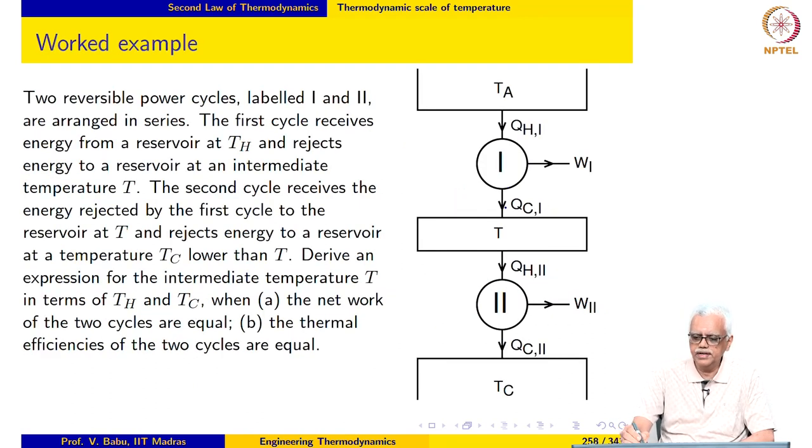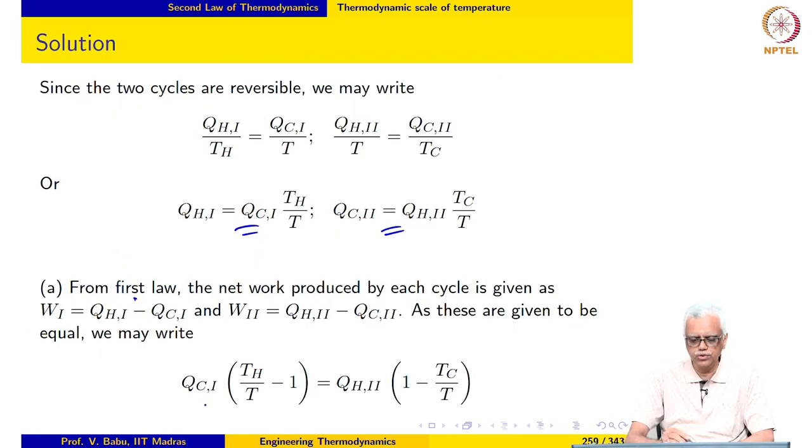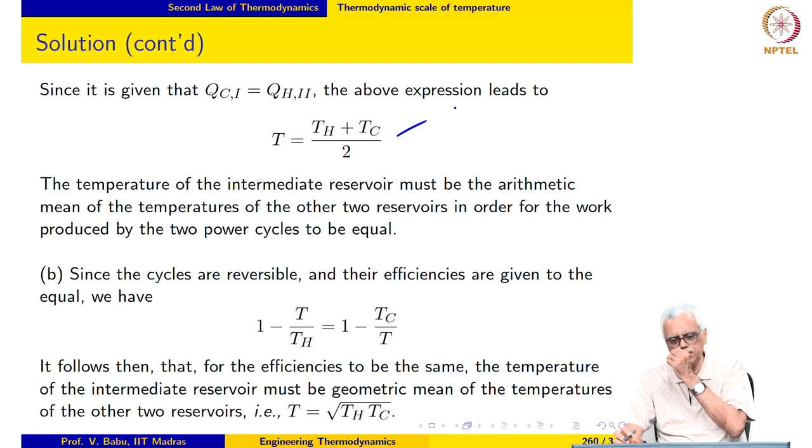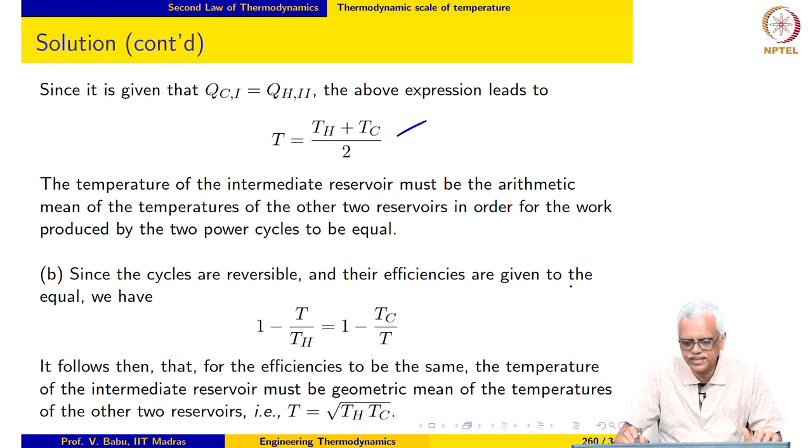So the amount of heat rejected by engine 1 is picked up by engine 2, and then after developing work, some amount is rejected to the reservoir at TC. So QC1 equal to QH2. So if you substitute that, then we end up with this expression for T, which is simply that the intermediate temperature in this case, with the work being equal, is simply the arithmetic average of the two reservoir temperatures.